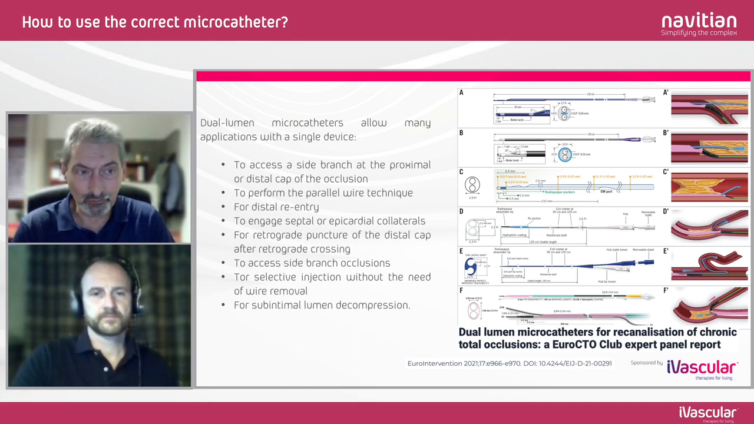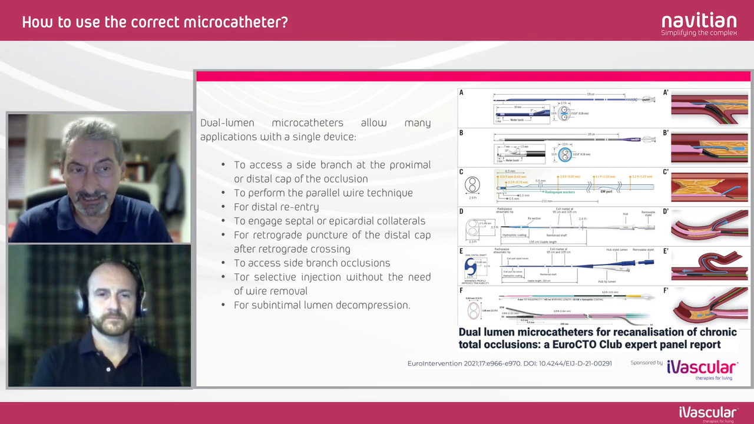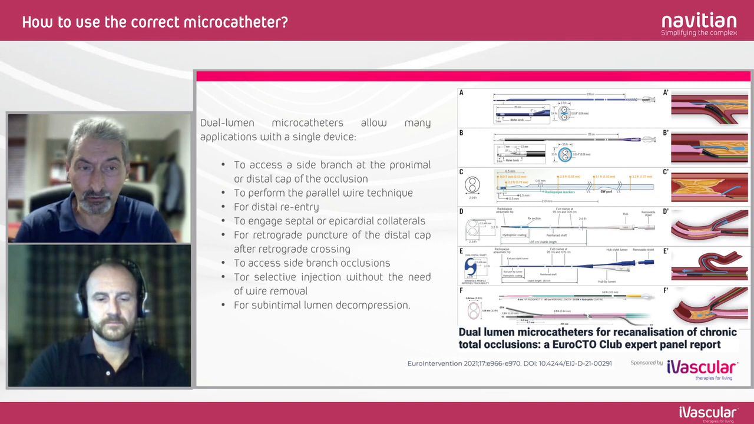Using a dual lumen microcatheter, I think, made this technique viable again for the not rare chances that the first guide wire tends to be subintimal, immediately distal to the distal end of the occlusion, and then you can start advancing a dual lumen microcatheter and using a second guide wire.